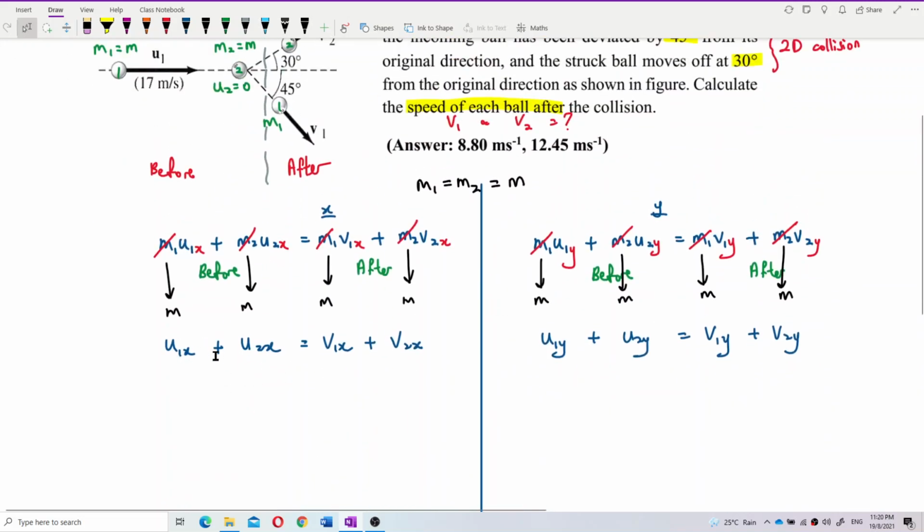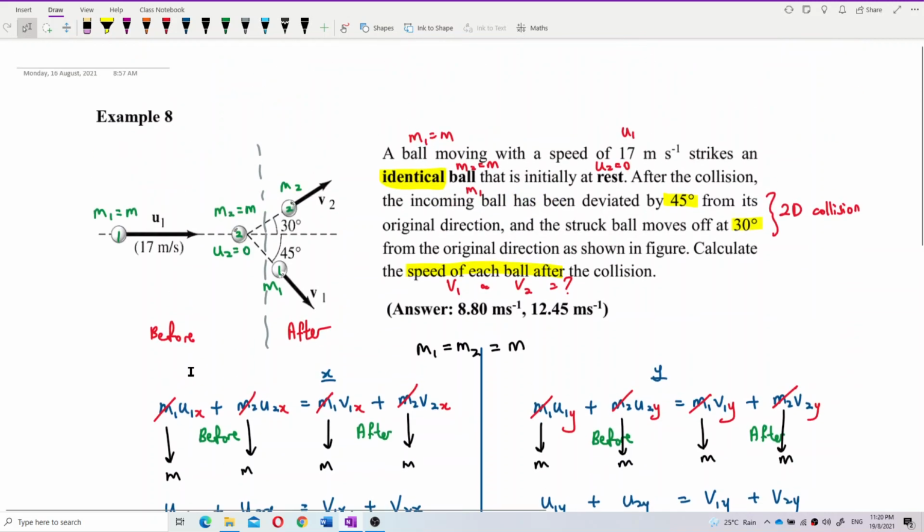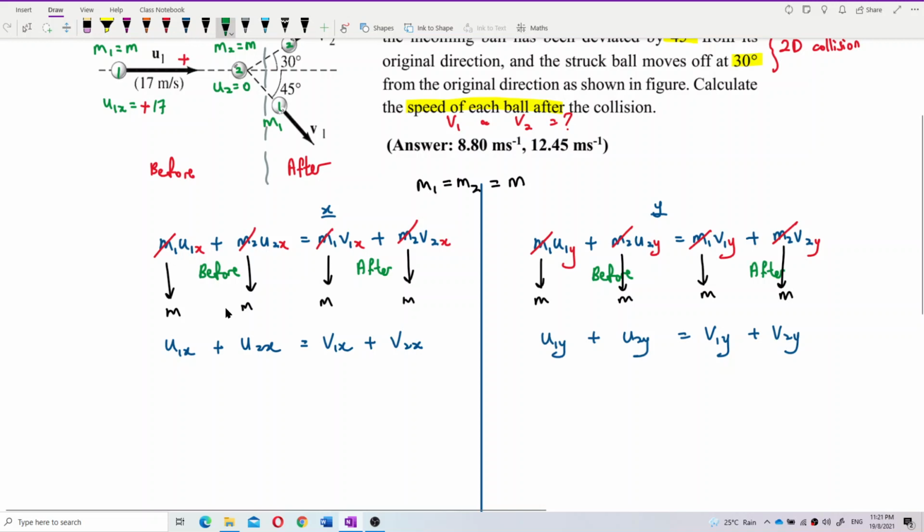Look at before collision, u1x and u2x. Look at u1x. u1 is only an x component, so it doesn't have a y component. This 17 is totally x component, so we can write u1x is, and this one is going to the right. Going to the right is positive. So positive 17. Understand? So we can say u1x is positive 17.